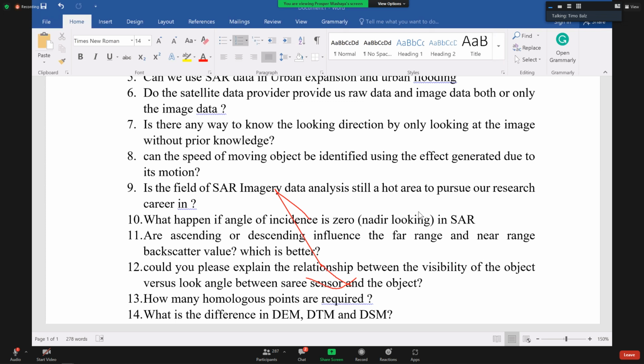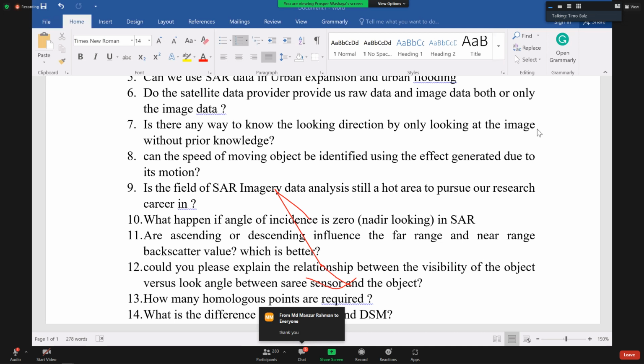Okay. Could you please explain the relationship between the visibility of the object versus look angle between SAR sensor and the object? No. Why did I say no? Because that depends on which kind of object you're looking at, right? Some are more visible from certain angles and others are not. So that is very object and context specific. There is not an answer that I could put into one sentence.